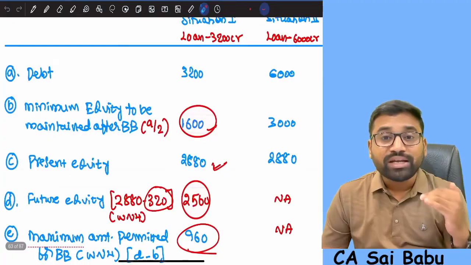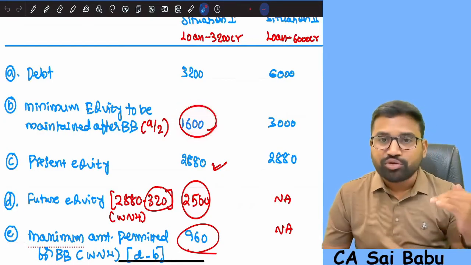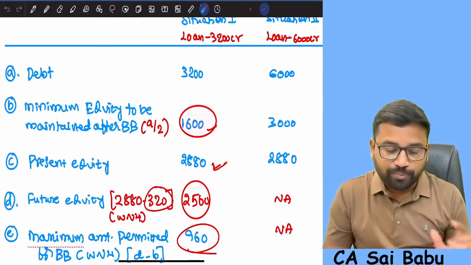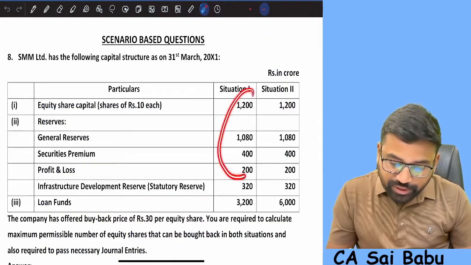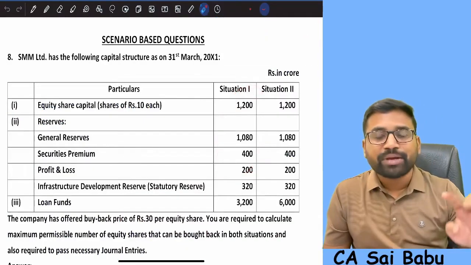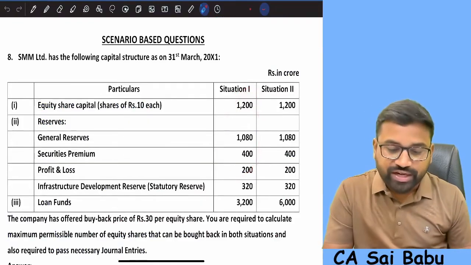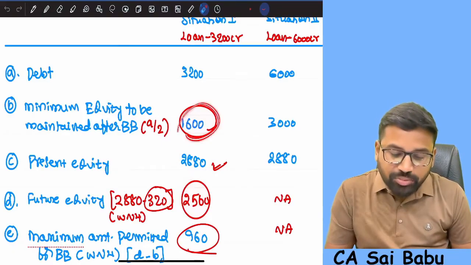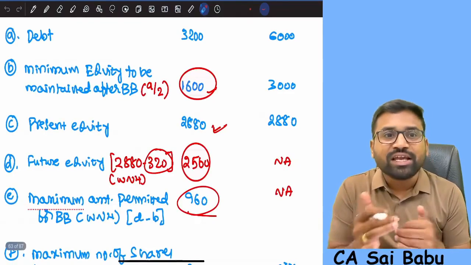The equity to be maintained is exactly half, 2:1. So that means 1,600 we need to maintain after buyback to make sure that the debt equity ratio is intact, 2:1 ratio. What is the present equity? 2,880. Equity means paid up capital plus free reserves including securities premium. This is the present equity, that is 2,880. Equity to be maintained after buyback, 1,600. So how much reduction in equity is possible?